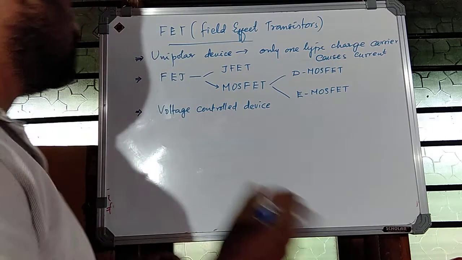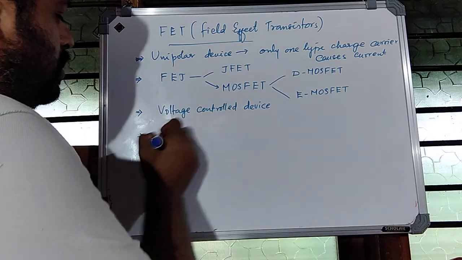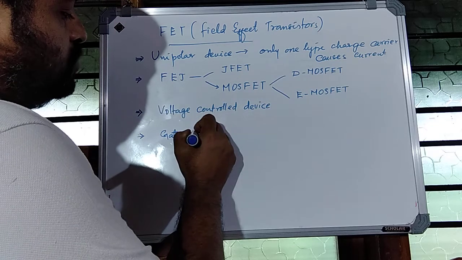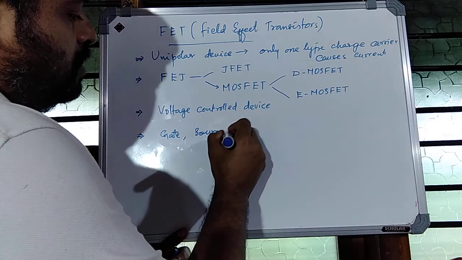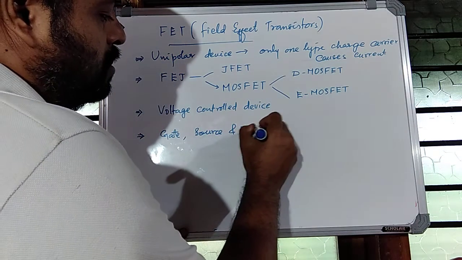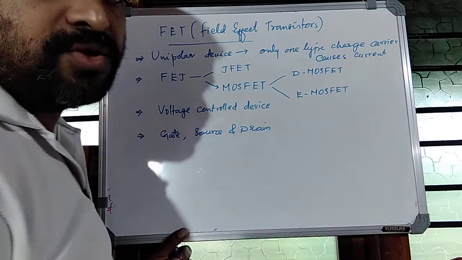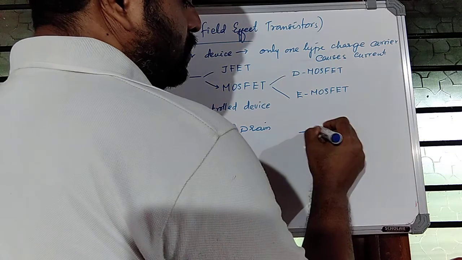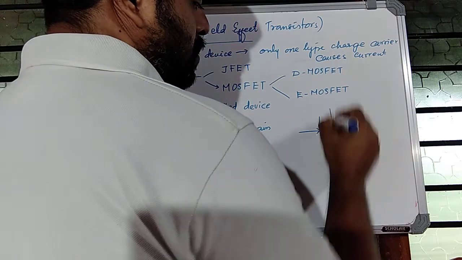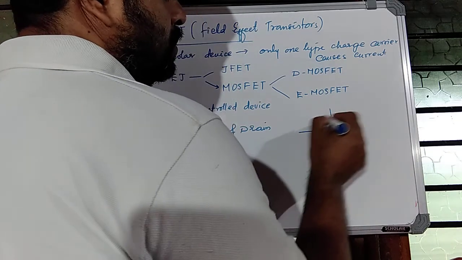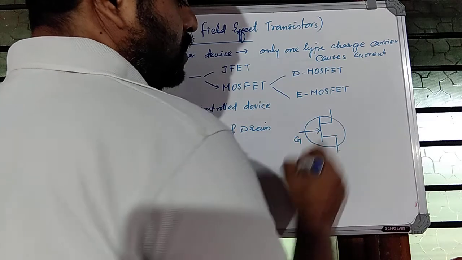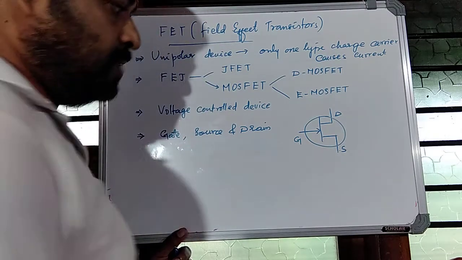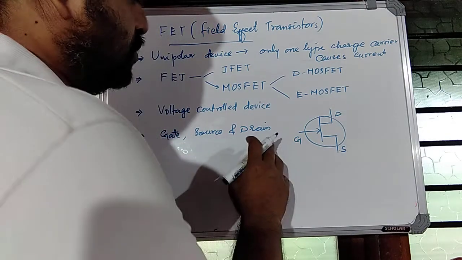The three terminals in FET are gate, drain and source. JFET has this type of symbol. Here this represents gate, this is source, this is drain. So three terminals are gate, source and drain.